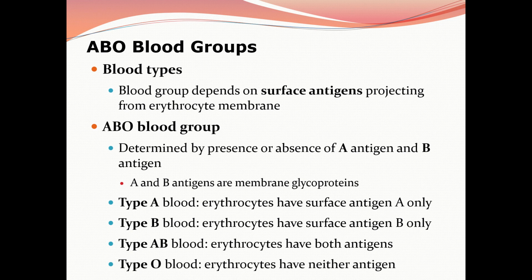In type A blood, erythrocytes have surface antigen A only. In type B blood, erythrocytes have surface antigen B only. In type AB blood, erythrocytes have both antigens, and in type O, erythrocytes have neither antigen.